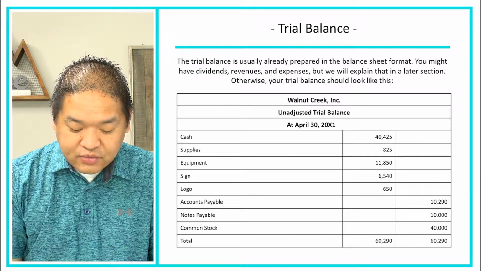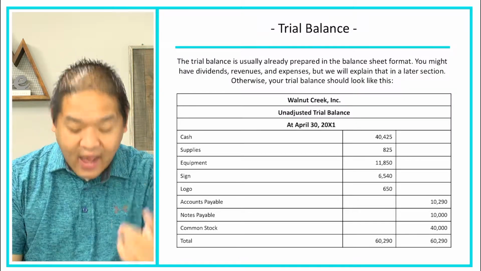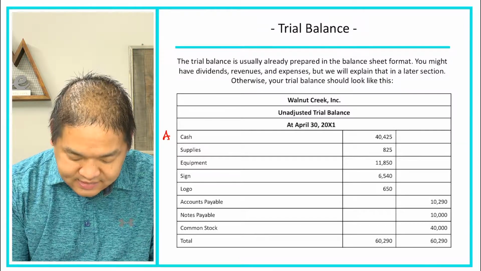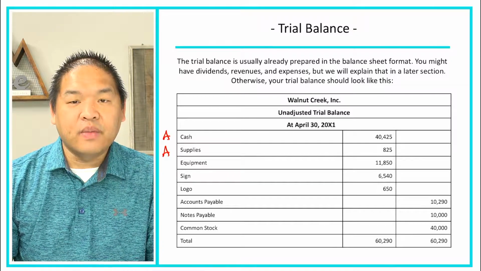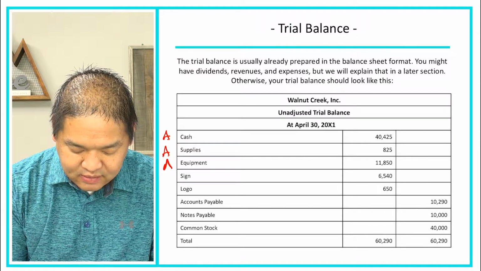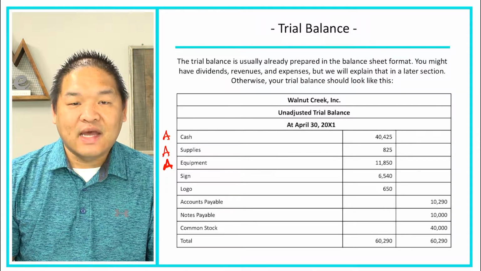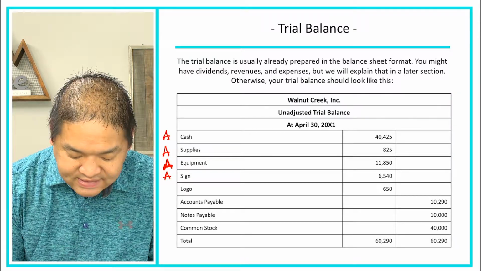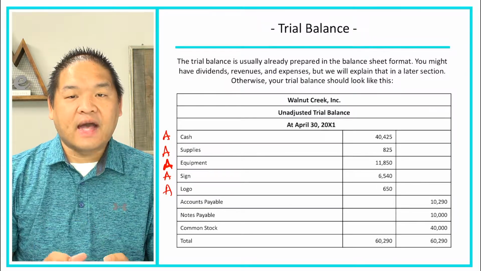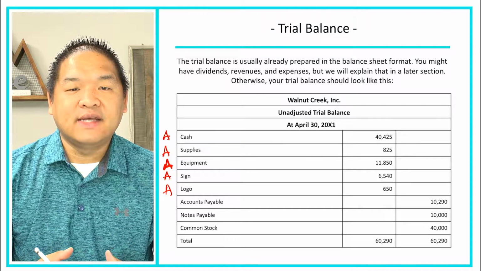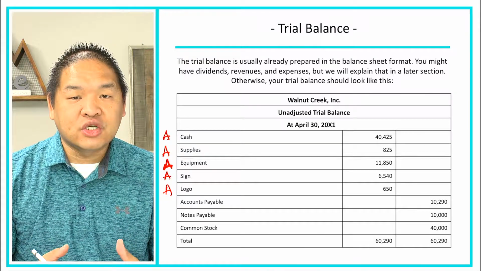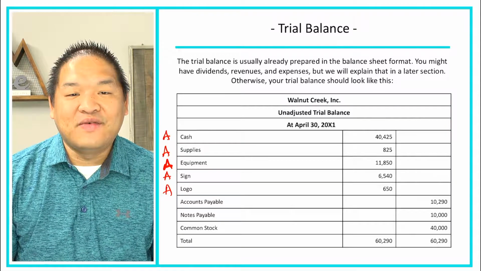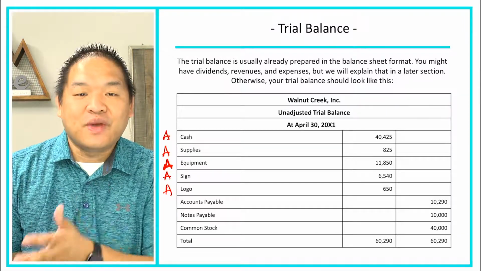So if we look at this, we've got cash. So cash is an asset. I'll put an A here. Supplies is an asset. Equipment is an asset. A sign is an asset. A logo is an asset. How do we know all of those are assets? Remember that an asset provides a benefit, or a future benefit, for the organization.